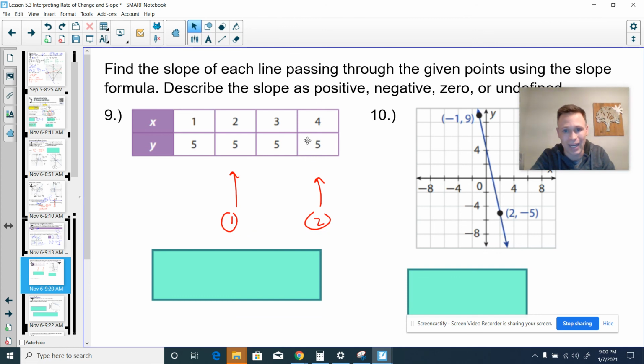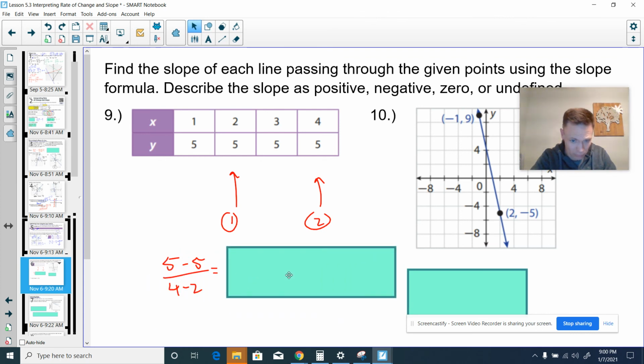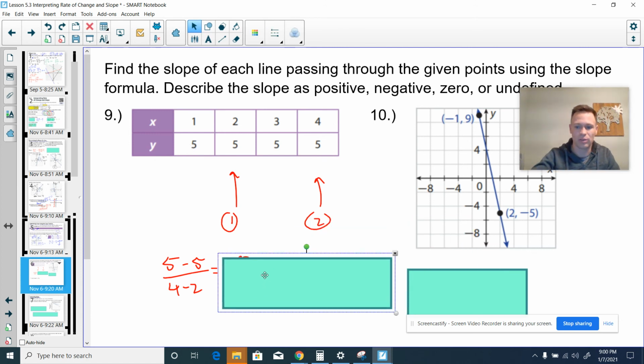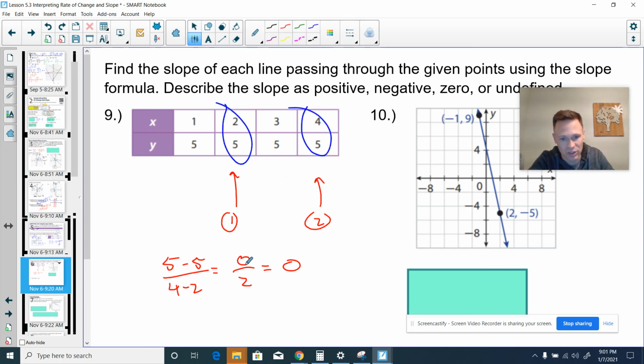So that means my y2 is 5, and my y1 is also 5, okay? Then in my denominator, my x2 is 4. My x1 is 2. So I have 4 minus 2, right? These are the points that I'm using here. And so 5 minus 5 is 0, and then 4 minus 2 is 2. And again, I have to make a decision here. 0 divided by 2: how many times does 2 go into 0? 0 times. It cannot go in at all.